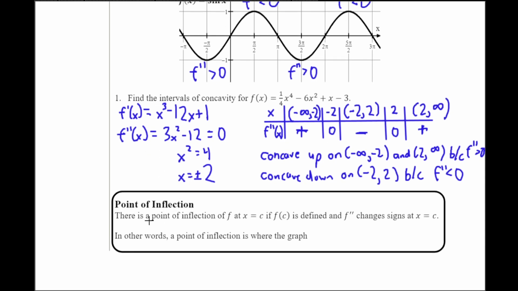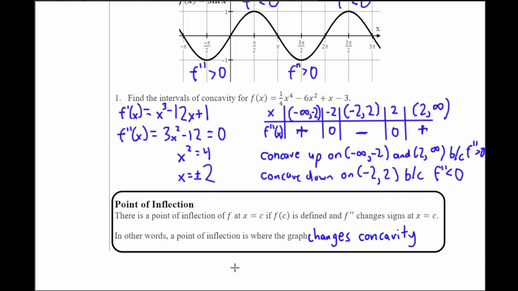So, a point of inflection. There is a point of inflection of f at x is equal to c if f of c is defined and f double prime changes signs at x is equal to c. In other words, a point of inflection is where the graph changes concavity.